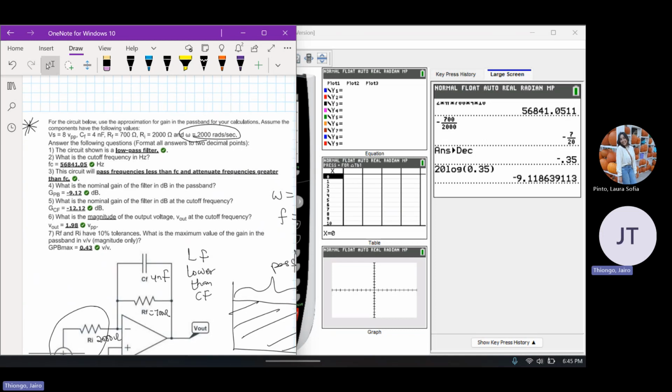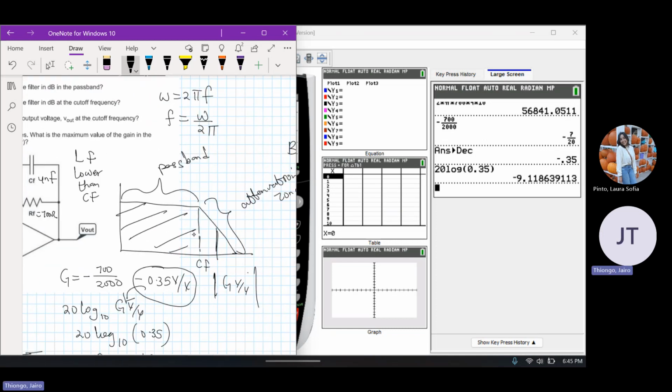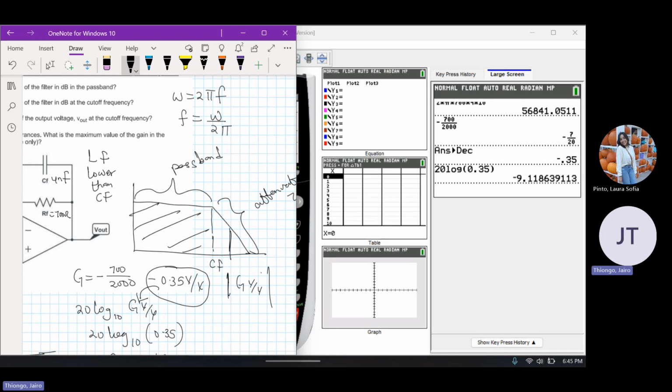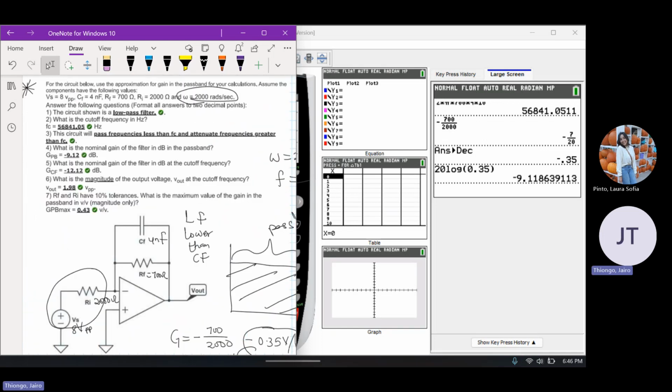Before, it was asking for it in the passband. This is the passband. Now it's asking for it at the cutoff frequency. The cutoff frequency is this region, close to it, where the signal will be attenuated. So how do we do that in dB? You can choose to go a longer route, where you calculate the gain using the frequency. It's a longer formula. However, I wouldn't advise going that route.